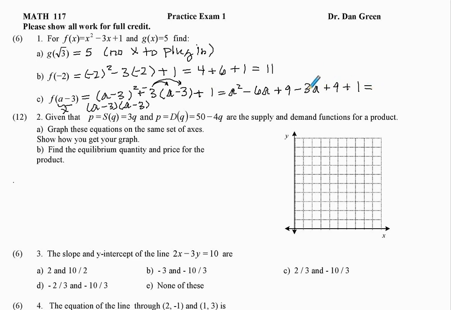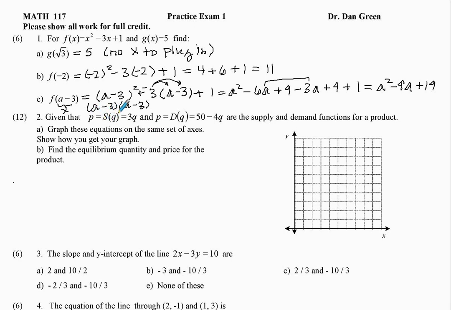So now we just collect all our like terms. A squared is the only squared term. Negative 6a and negative 3a give us a negative 9a. And then 9 and 9 is 18, and another one is 19. And then we've got the simplified form for f plug in a minus 3. So notice that we still have an equation in a. We don't have a number output because we didn't have just a number as an input. So you should expect, if you've got variables as an input in a function, that you're going to get an equation in that variable.